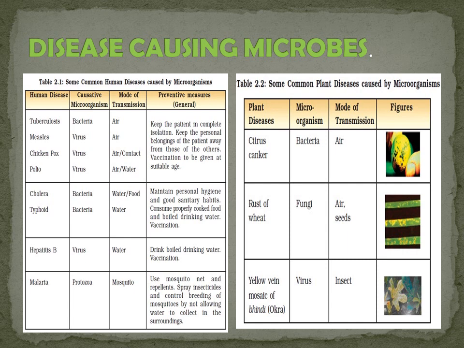Different microbes cause different diseases in plants as well as in humans. Let's see the examples. For example, tuberculosis. Tuberculosis is a bacterial disease which is transmitted through the air. Measles is a virus disease which is transmitted through the air. Chickenpox and polio are also viral diseases and they are transmitted through the air, water or physical contact.